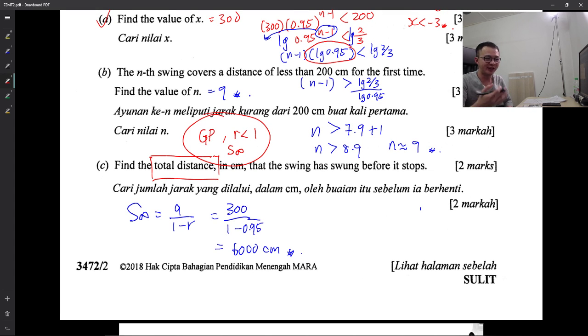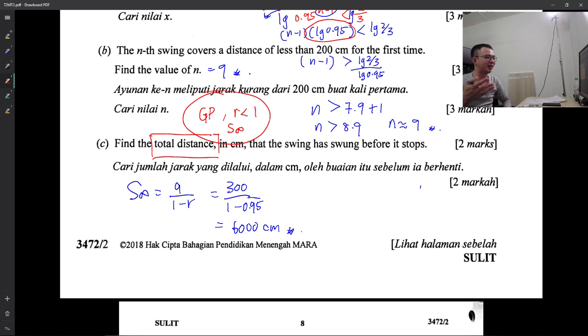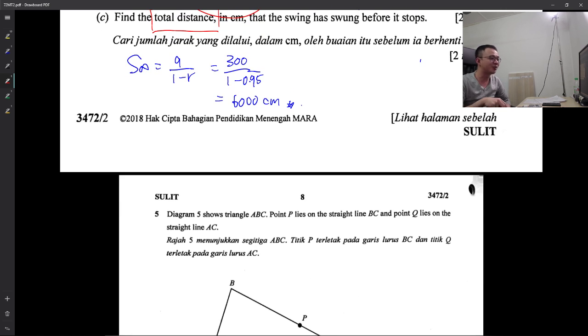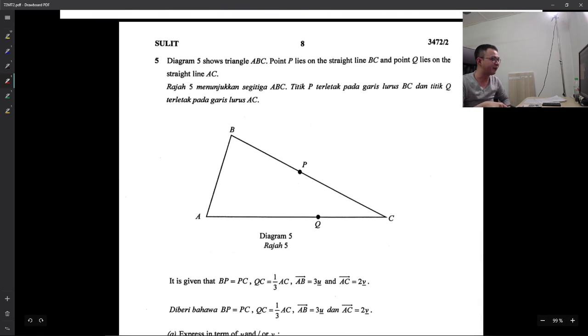Let me move on to when r is more than 1. There's no way you do sum of infinity, because when r is more than 1, your value will go up to extremely big. So therefore, when r is more than 1, normally the question will tell the total distance of the first 10 swings, something like that. So for r more than 1, it's not possible to use sum of infinity.